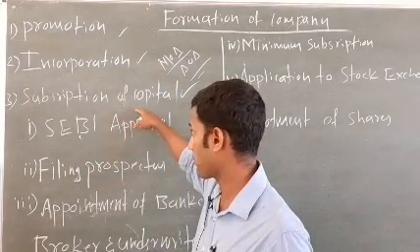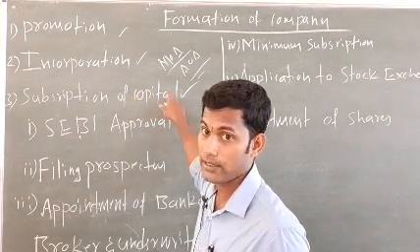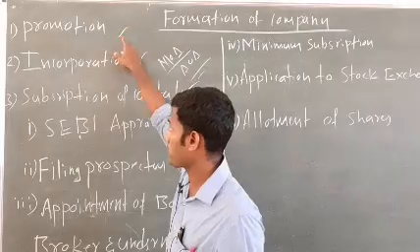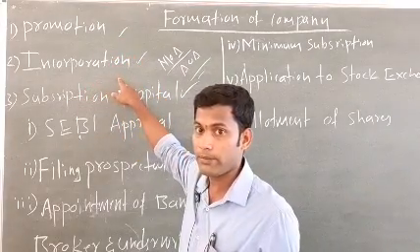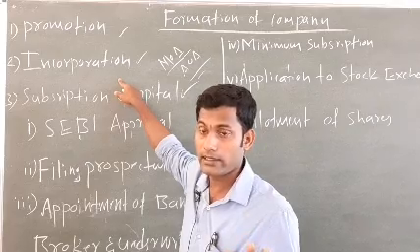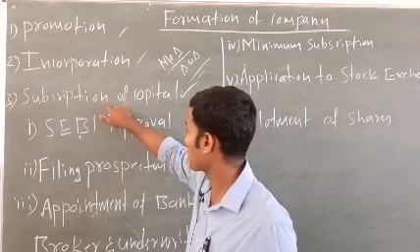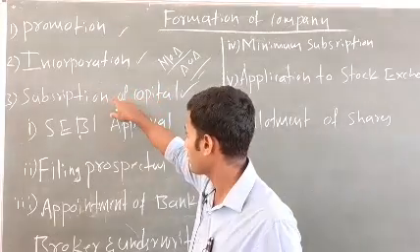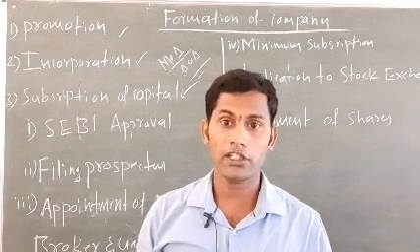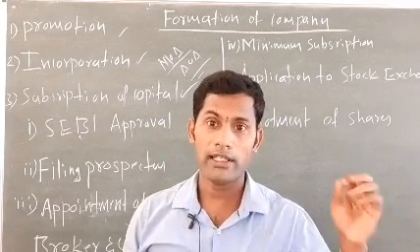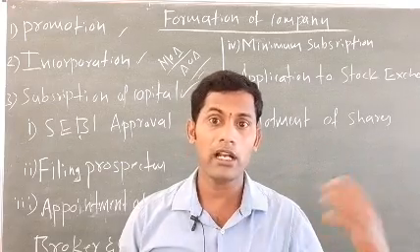When you come to a public company, they have to pass one more step, that is what we call subscription of capital. So, first promotion, then incorporation for the public company also. After the second step, they get the certificate of incorporation. Then they go for the third one, subscription of capital. Now, subscription of capital means a public company can issue shares or debentures or their security to the general public.